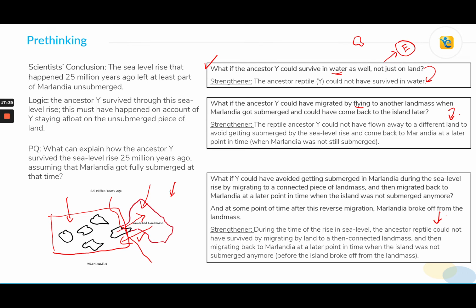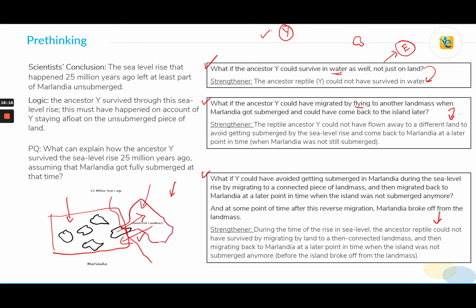So there you have it, three fantastic strengtheners. The one thing you should take away from this discussion is, again, notice how if you extract the correct logic, you understand that the logic is only dependent on ancestor Y. It's only about how Y survived the increase in sea level. That's all. That one piece is the only relevant piece here. If you extracted that logic, if you frame the right question, notice how you're able to come up with so many proper strengtheners by pre-thinking. So that's why pre-thinking really works, guys. Now let's go to option choice analysis, or rather answer choice analysis.